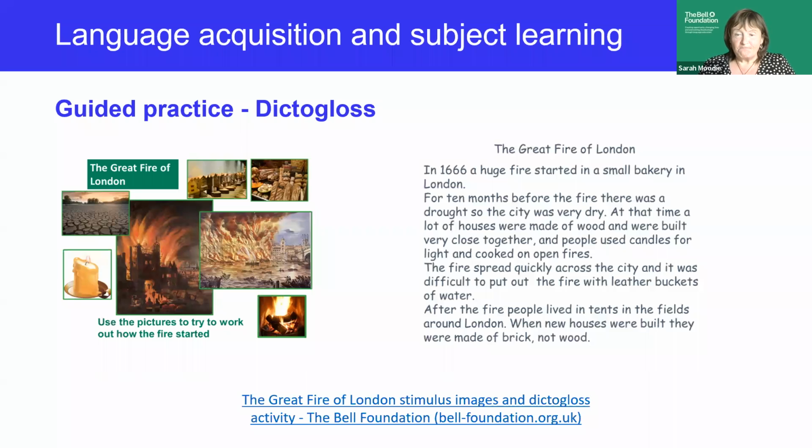Dictogloss is a modelling activity especially good for secondary learners and especially good for those approaching exam time. And it works like this. Having pre-taught some vocabulary and set the scene, perhaps using a visual activity such as the one on the left here, the teacher then reads the short text on the right twice. On the second reading, students take notes.